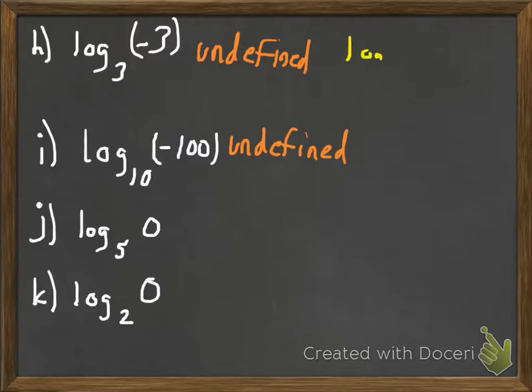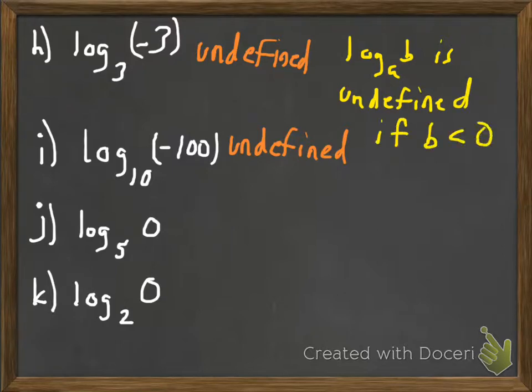And that property is this, that log base A of B is undefined if B is less than 0. Alright, and what did you come up with for J and K? Well, turns out if you take a power of 5, you're always going to get a positive value, aren't you? It's not going to give you 0 ever. Whatever power you raise 2 to is going to be positive as well. It's impossible to get 0 by raising a number to a power. And so these bottom two expressions are undefined as well.